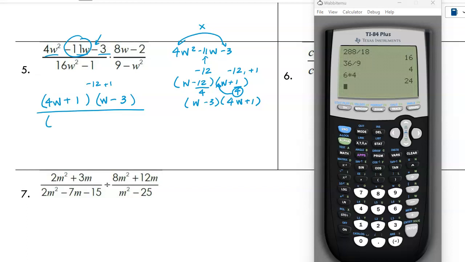Okay, this is a difference of squares. That is a perfect square. That's made up of 4W times 4W, made up of 1 times 1. So it's going to be a 4W plus 1 and a 4W minus 1.